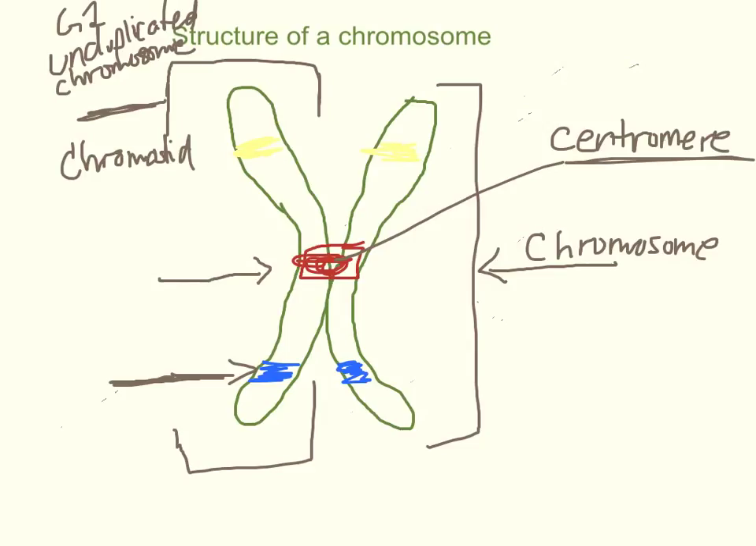So segments along a chromosome: a segment of DNA is a gene. We'll get more into that, but it's important just to notice that a gene is along the same place on each side. Okay, so this arrow was just pointing to the chromatid there, and the half was the G1 unduplicated chromosome.